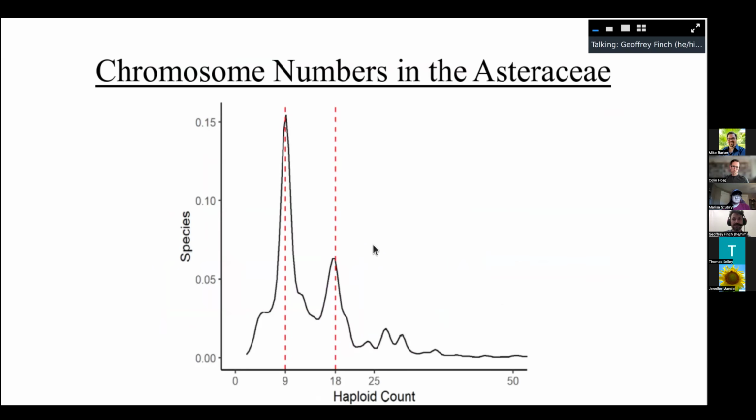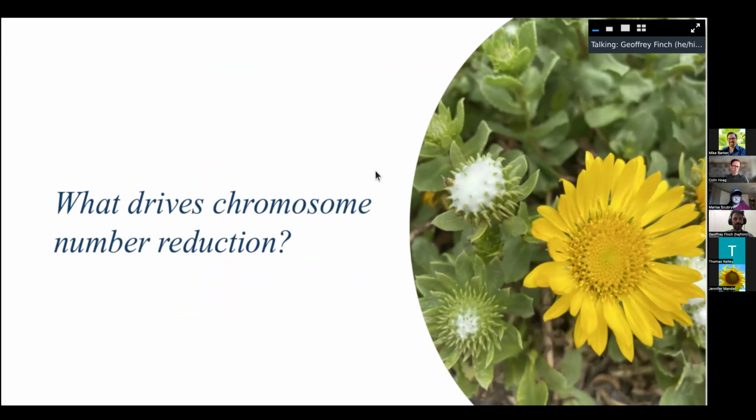If you zoom in on just the Asteraceae, you see a very similar pattern, where the majority of species have around 9 chromosomes. Then you have a large secondary peak at 18, which is probably driven by a lot of polyploidy, whole genome duplications. And then you also have a pretty substantial number of species with unusually low chromosome numbers. Those are the species that I focus on in my research, in order to try to understand what drives chromosome number reduction.